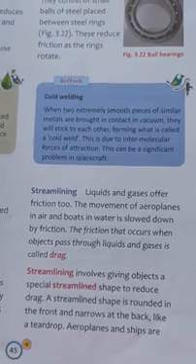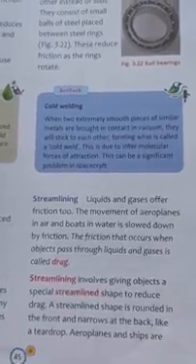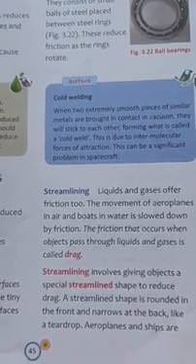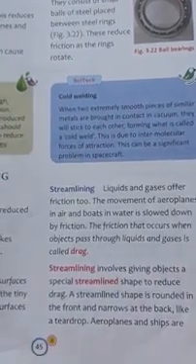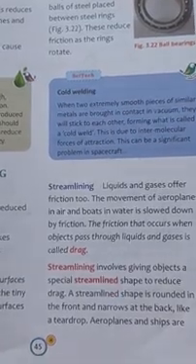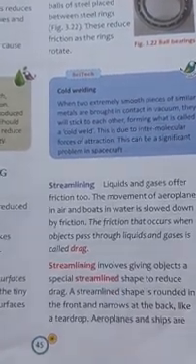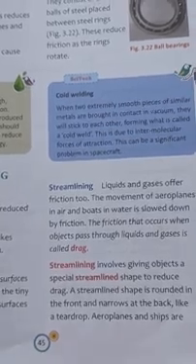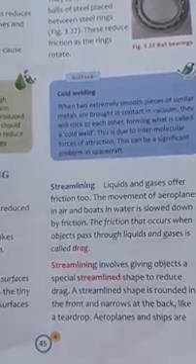Next is streamlining. Liquids and gases offer friction too. The movement of an aeroplane in air and boats in water is slowed down due to friction. The friction that occurs when objects pass through liquids and gases is called drag. Streamlining involves giving an object a streamlined shape so as to reduce the drag.